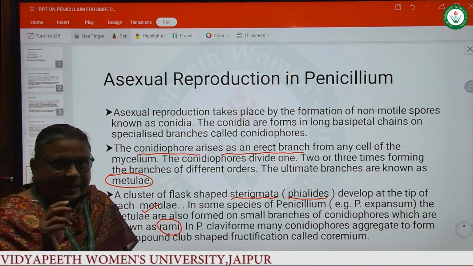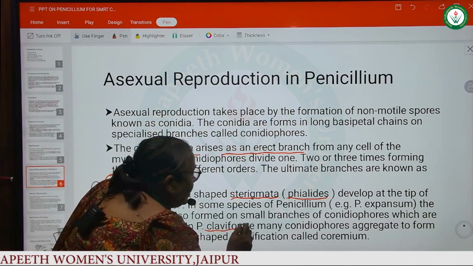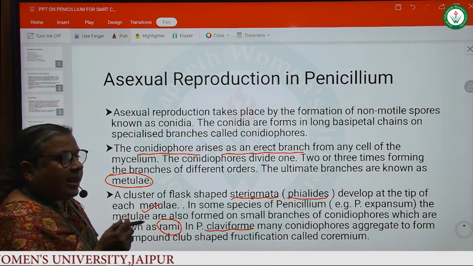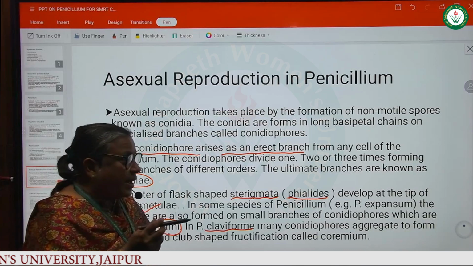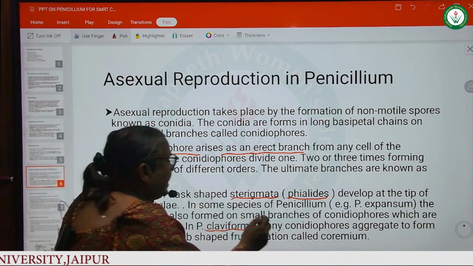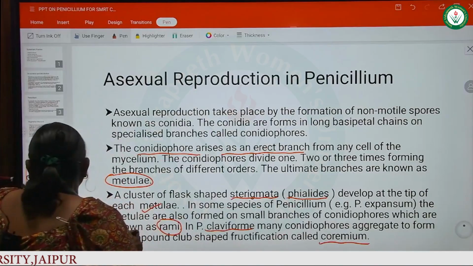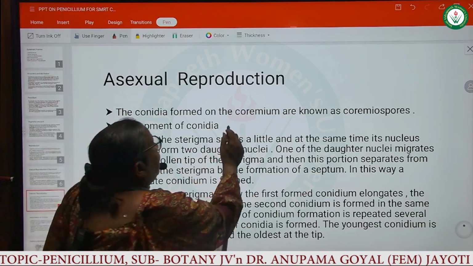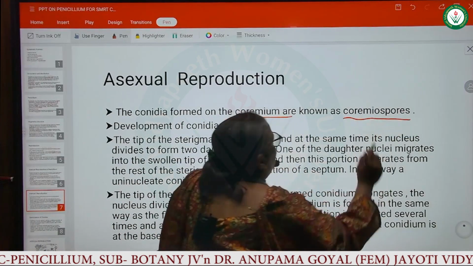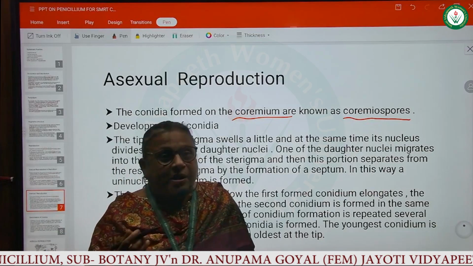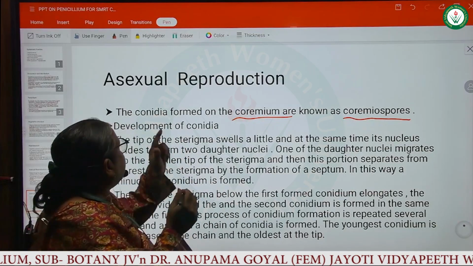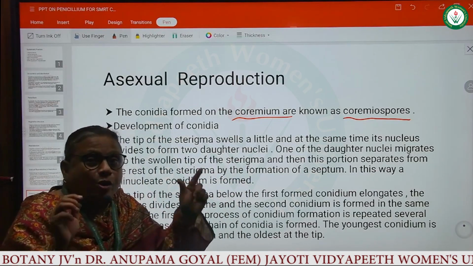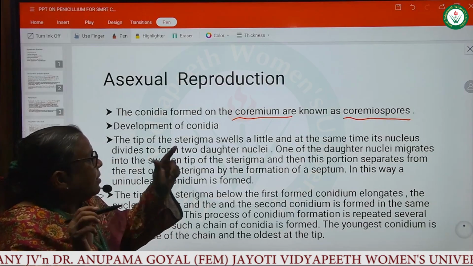In Penicillium claviforme, many conidiophores aggregate to form a compound club-shaped fructification called a corymbium. Now, the conidia formed on the corymbium are known as corymbiospores. So, students, what are corymbiospores? The conidia which are formed on the corymbium are called corymbiospores.